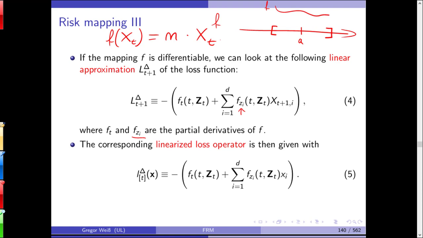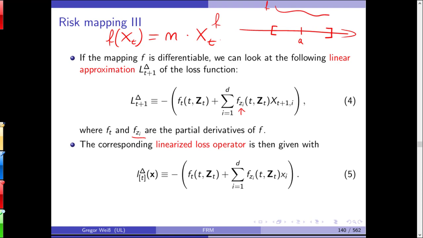Everything is simplified by a linearization. Yeah? If you use a linear function, that's always simple. Okay. And this gives you a linear function. And in one of the examples later on, we can use a linear approximation to the otherwise quite complicated pricing function for a financial derivative.